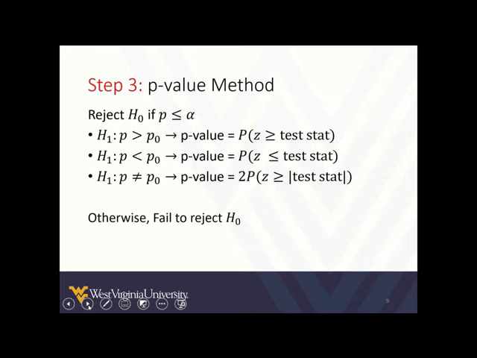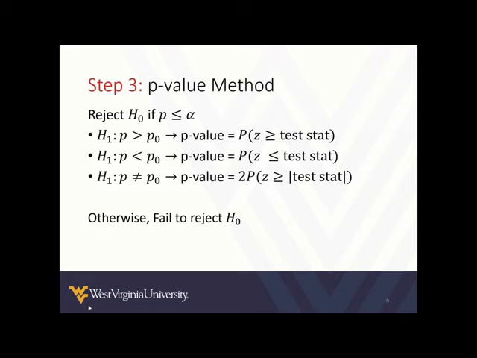We may also be interested in doing the p-value method, and this also will be completed the exact same way as we did for the hypothesis test for mu when sigma was known. So if our alternative hypothesis is p greater than p naught, then our p-value will be the probability of z being greater than or equal to our test statistic.